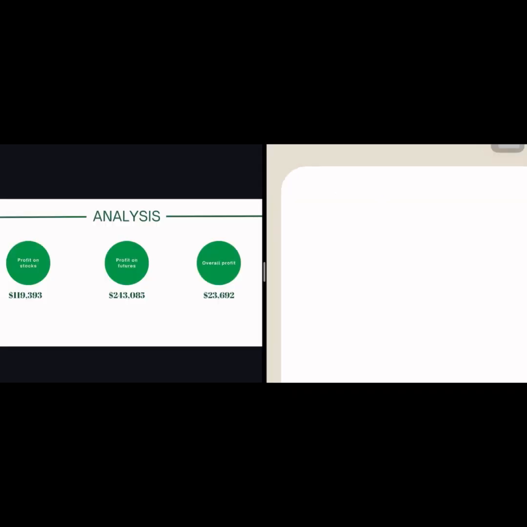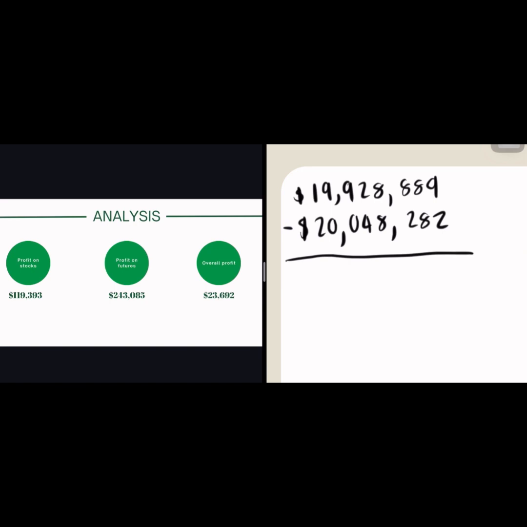So analysis, profit on stocks, which is $119,393. So paano natin nakuha yon? So here is the solution. We just subtract the receipt from sale of stocks, which is $19,928,889. So subtract natin siya sa invested in stocks, which is the $20,048,282. And we will get the $119,393. Pero this is negative.